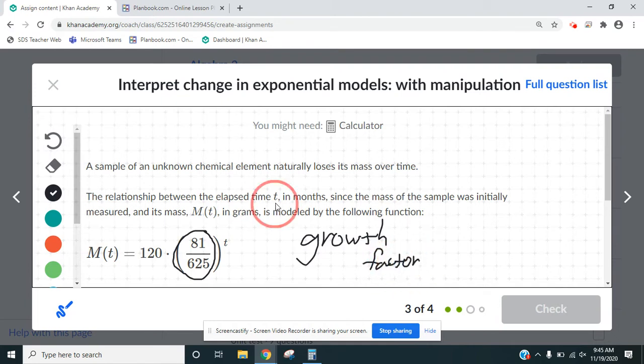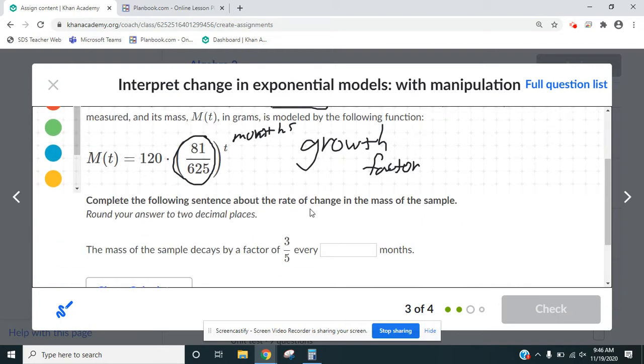And then it's important to note today what the variables are and their units, right? So t is in months. So right now it says for every 1 month, it gets multiplied by 81 over 625, okay? So the question today is: complete the following sentence. The mass of the sample decays by a factor of 3/5 every how many months?